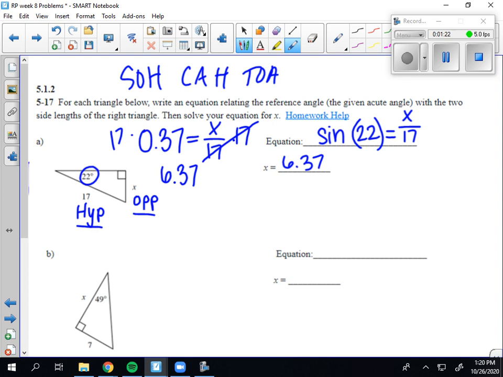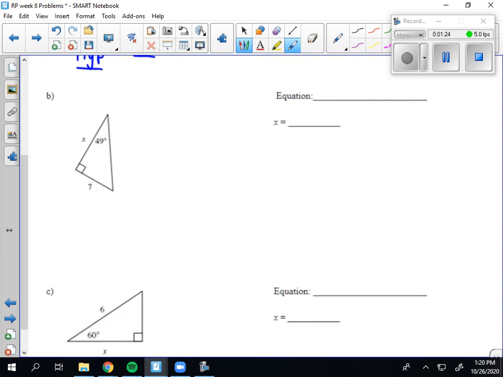All right, letter B. Letter B, if I use 49 degrees as my reference angle, 7 is my opposite side, x is my adjacent side. So the trig tool that uses opposite and adjacent is tangent. So my equation is tangent of 49 degrees equals opposite over adjacent, so 7 over x.